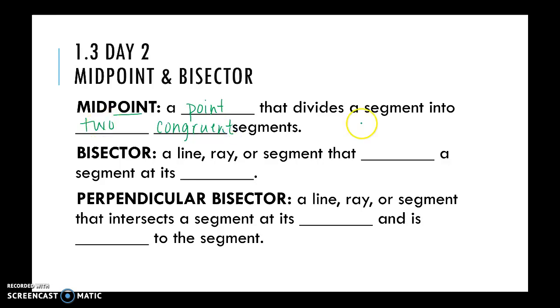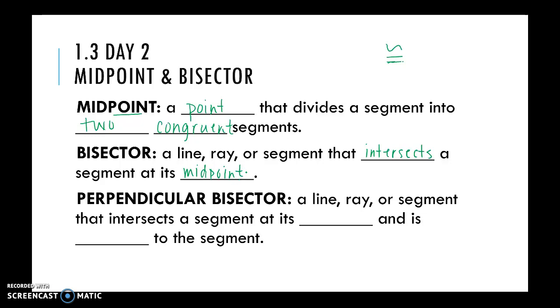So if we're talking about congruent, remember our symbol for congruency, okay? A bisector: a line, a ray, or a segment that intersects a given segment at its midpoint. To bisect, if you think of bisecting, it cuts it in half. Okay, so a bisector and a midpoint work hand in hand.